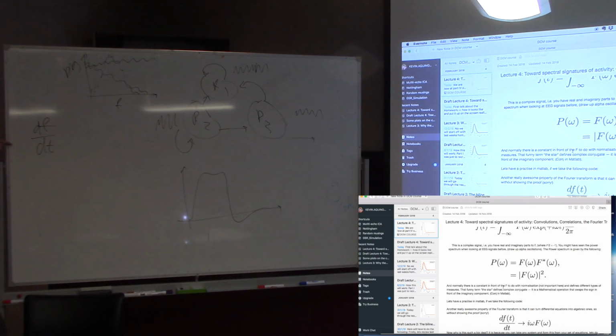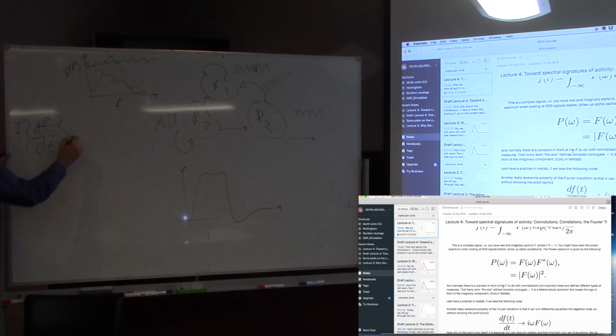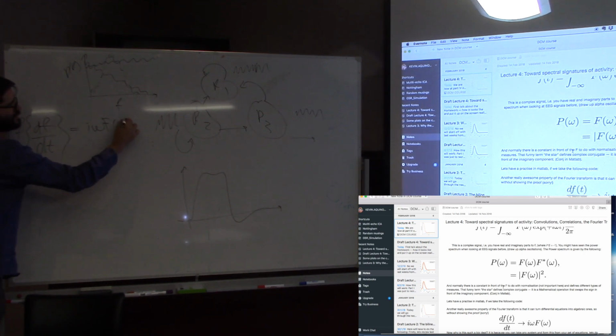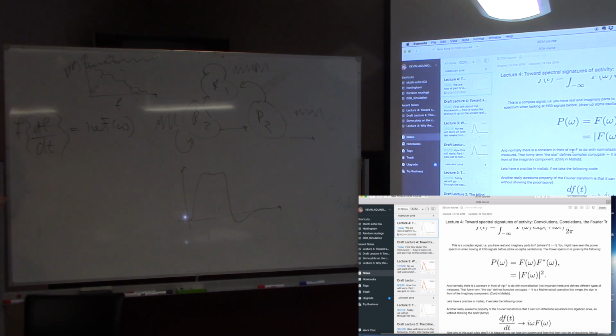If you take the Fourier transform of this, I can show you if you're really keen how this is derived. That equals i omega f of omega. It means the derivative now is an algebraic equation. It's the Fourier transform of f times i, which is the imaginary number, and the frequency omega.